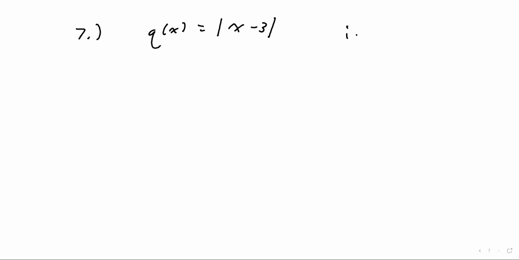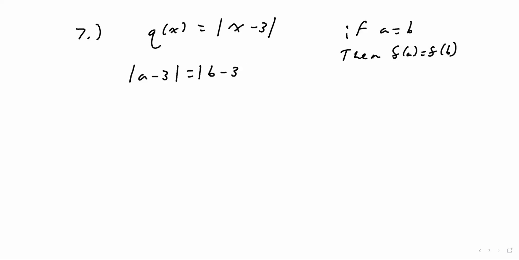So remember the definition, if a equals b, then f of a equals f of b. All right, so what we're going to do is plug in a, so we get the absolute value of a minus 3 equals, now plug in b, so that's the absolute value of b minus 3. Are we good on plugging it in and setting it up? Okay, what do we know about absolute values? Good. It's going to equal a positive or a negative, because the absolute value of positive 3 is 3 and the absolute value of negative 3 is also 3.